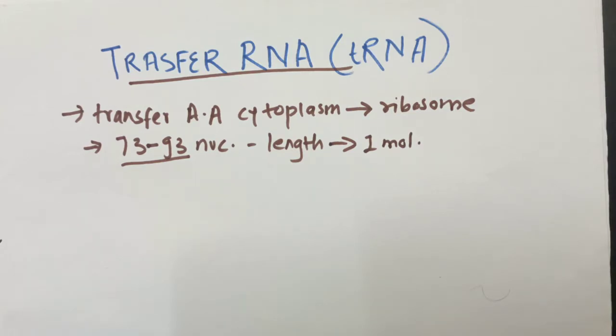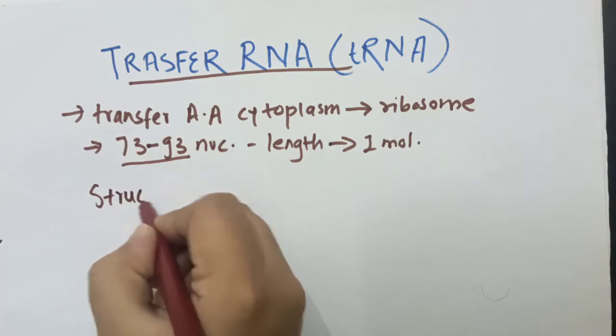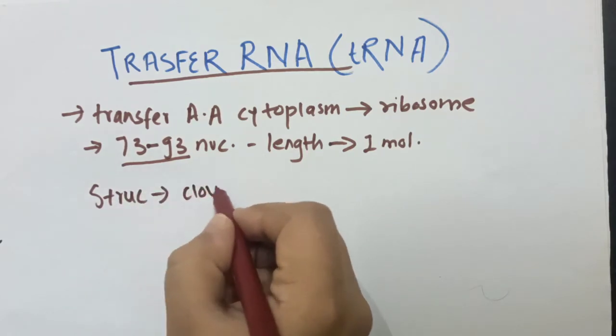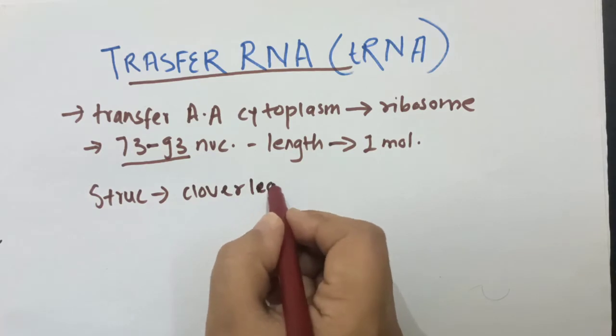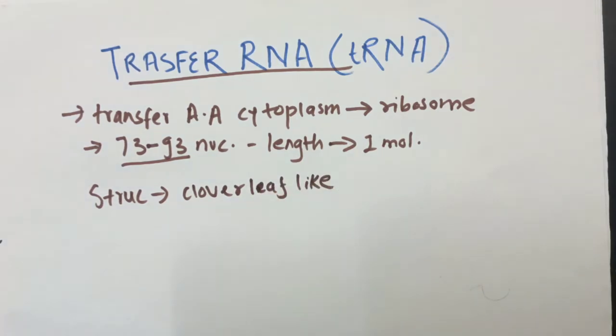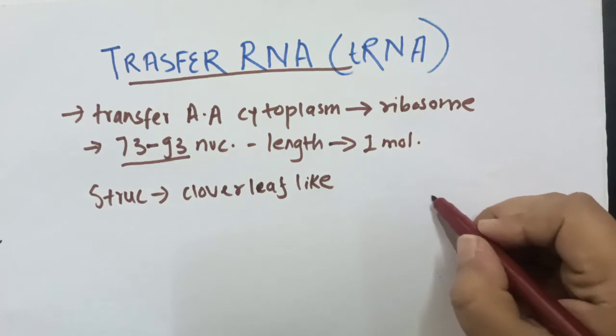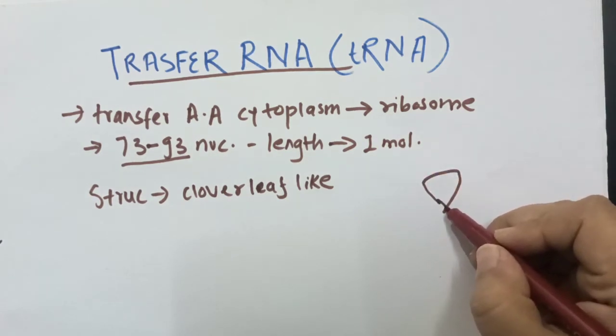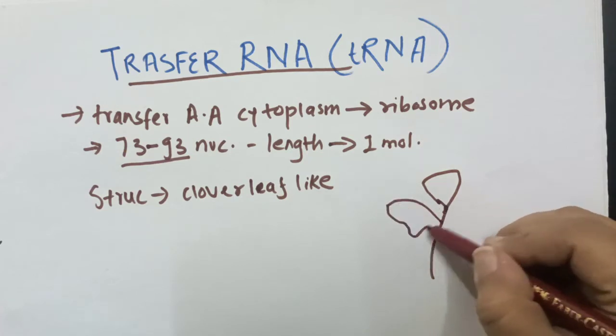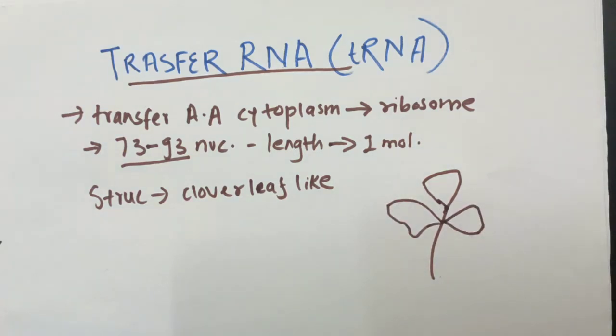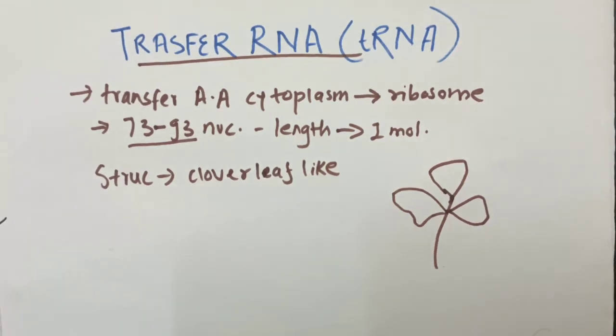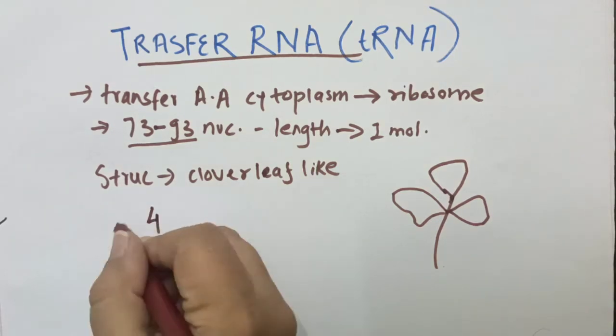Now if you see the structure of tRNA, it is clover leaf like. So this is the structure of a clover leaf. The structure of tRNA is clover leaf like, right? Now there are various arms and we'll be discussing each arm in detail in this module. There are 4 main arms.